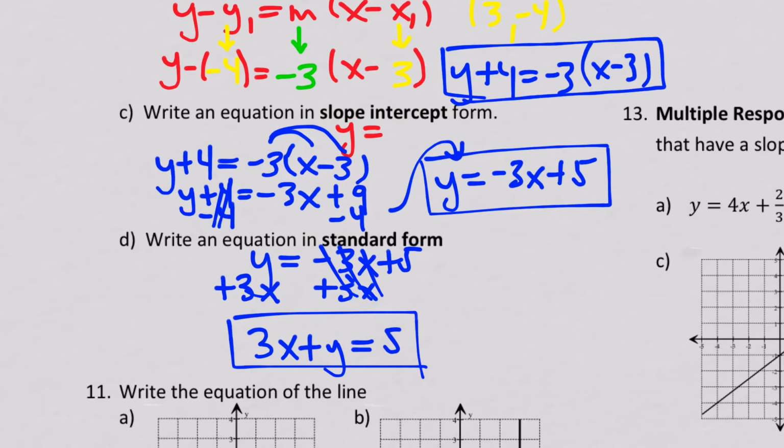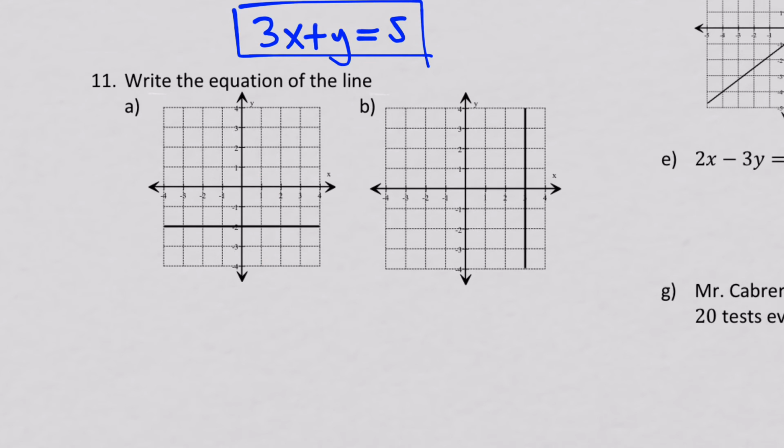Okay, moving along, number 11. Write the equation of the line. So in this case, these are special cases of lines that are either horizontal or vertical. Now we know that for a line that's horizontal it has a slope of 0, and for a line that's vertical it has a slope of undefined. So to write the equation, if I look at this line, where does this line cross the y-axis? It crosses it here at -2. So this line actually represents y equals -2.